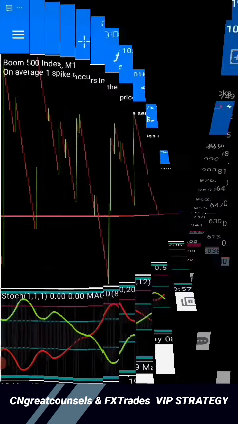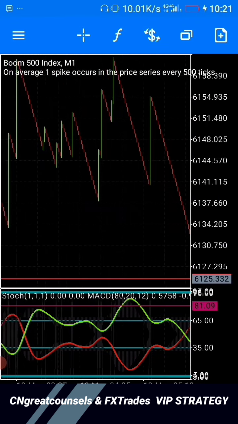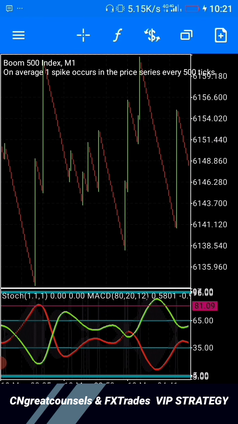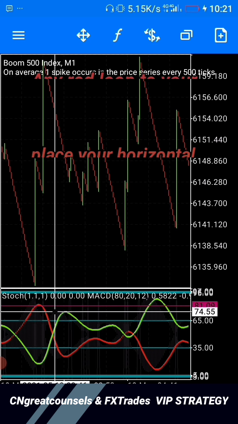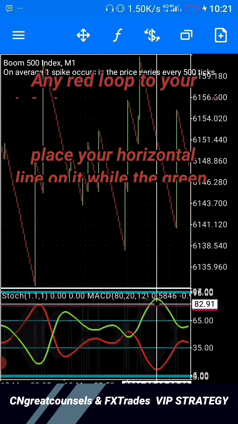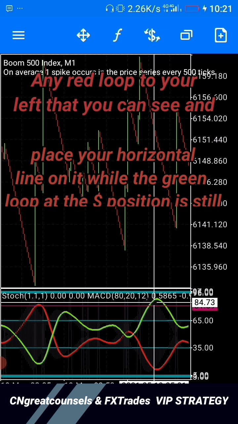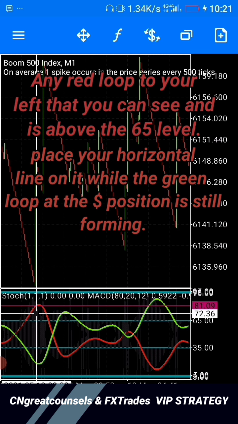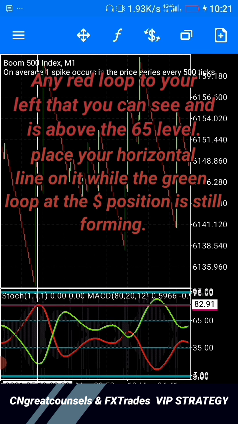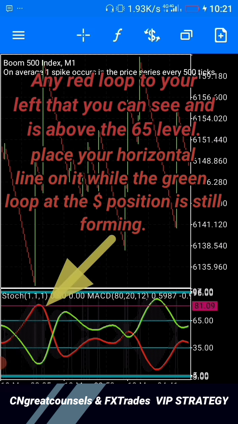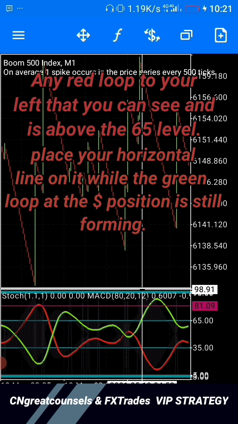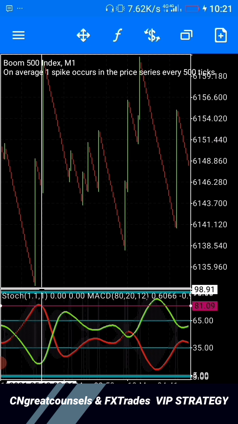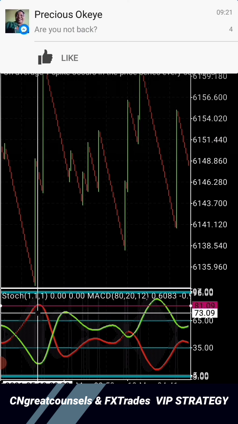Let's check Boom 500. Just look at this place. Remember I said any red loop that you can see within the chart from that dollar position, where your current market position would be at that time, any loop above the 65 level, you can place your horizontal line right above it while the green loop is forming. Just like this one now. This was a previously formed loop that is above the 65.